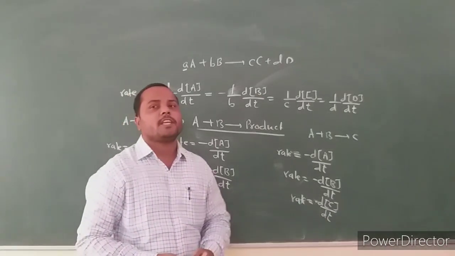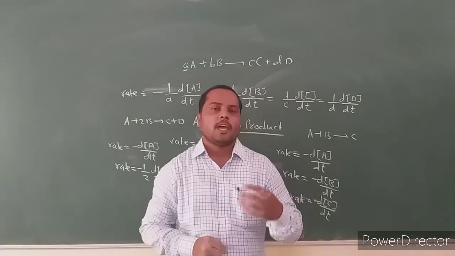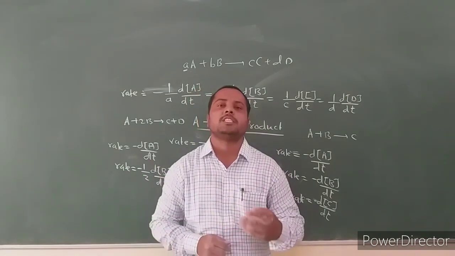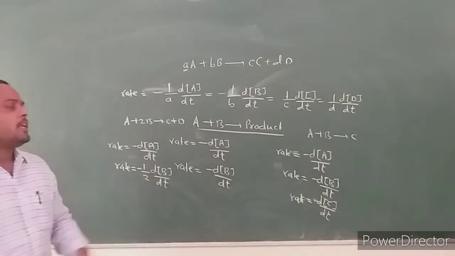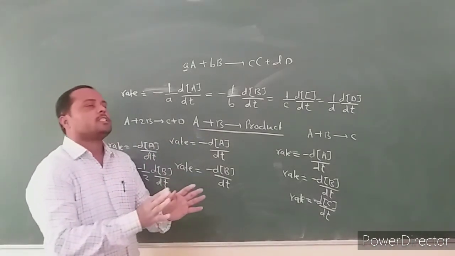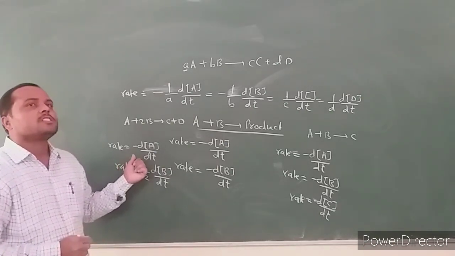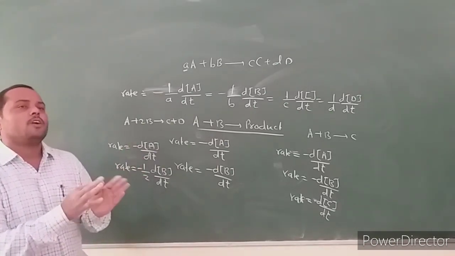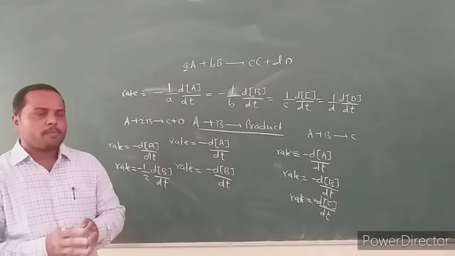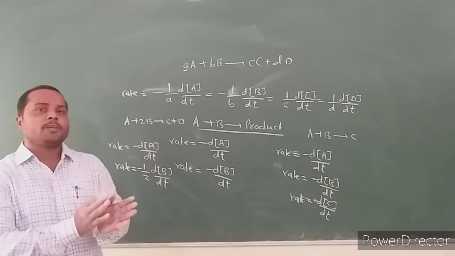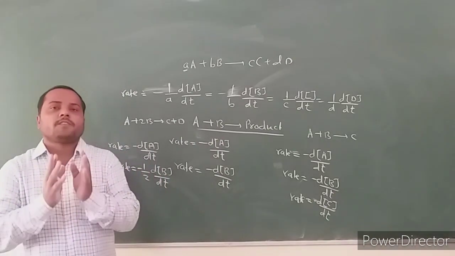What is the unit of rate of reaction? For gaseous reactions, the unit is mole per cubic centimeter per second, and for solution phase reactions, the unit is mole per liter per second. And how to express the rate of reaction? If the reaction involves two or more reactants, the rate of reaction is expressed by the decreasing concentration of any one reactant, or if the reaction involves more than two products, then by the rate of increasing concentration of any one product.